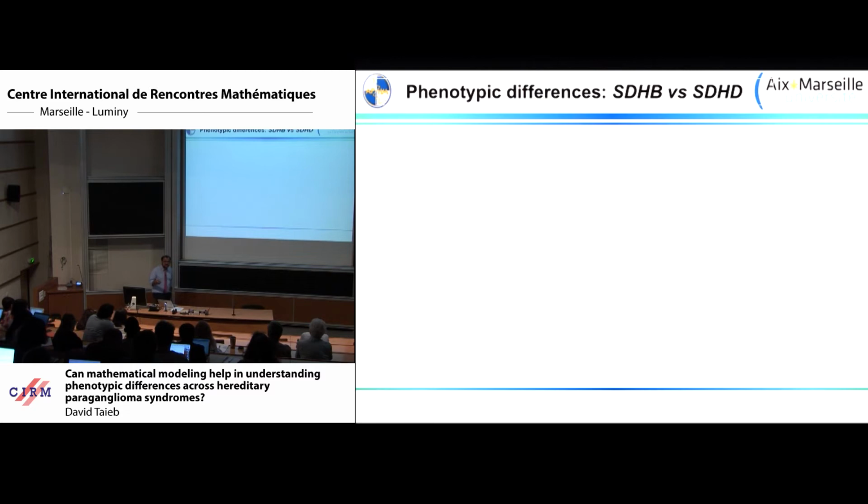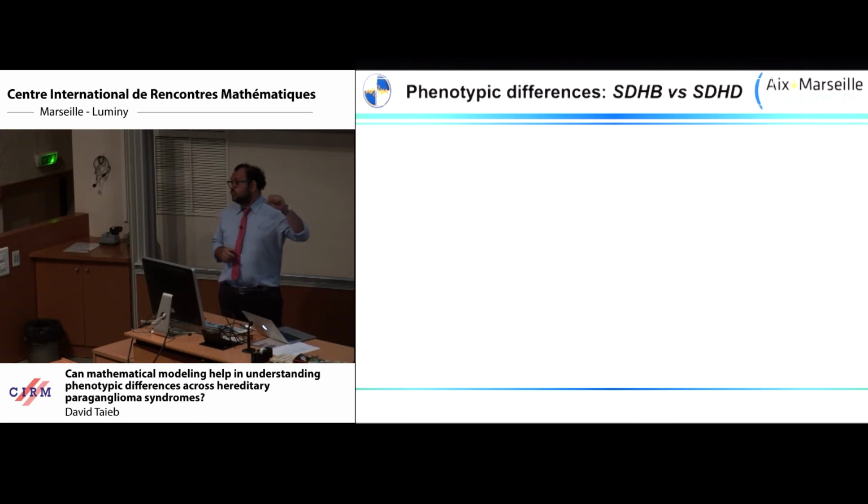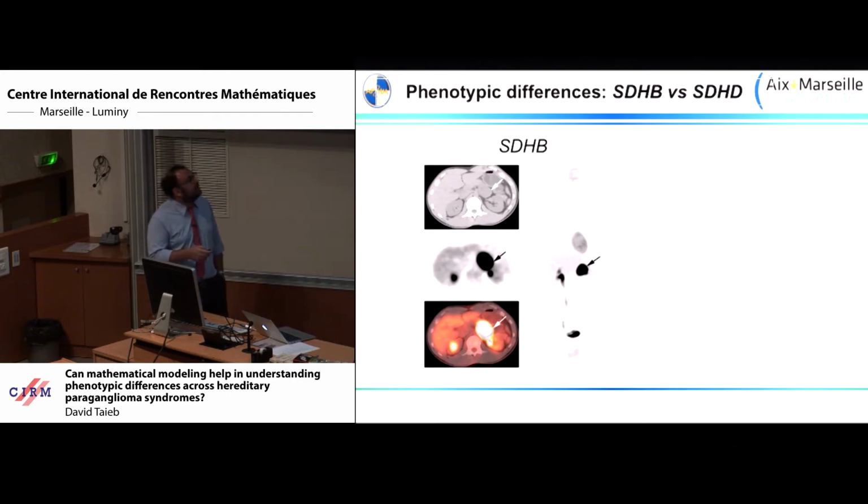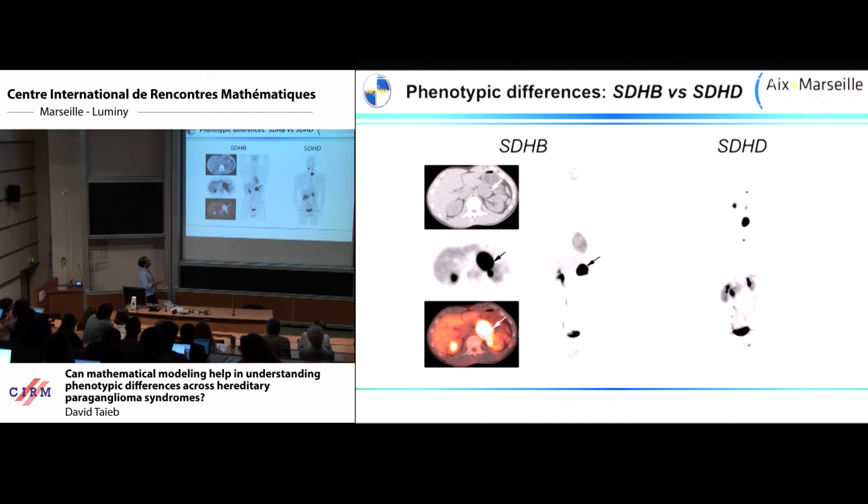So it's really interesting because you have two main familial disorders: patients with SDHB mutation and patients with SDHD mutation. The molecular consequences are the same, the biochemical signature is the same, but the phenotypes are completely different. For SDHB patients, most of the tumors will develop within the abdomen. But for SDHD patients, most of the tumors will develop in the head and neck.